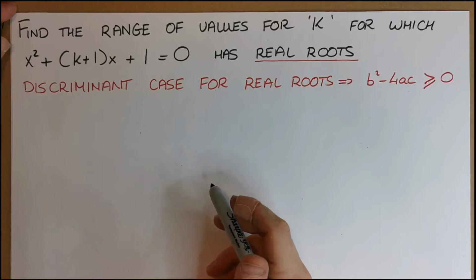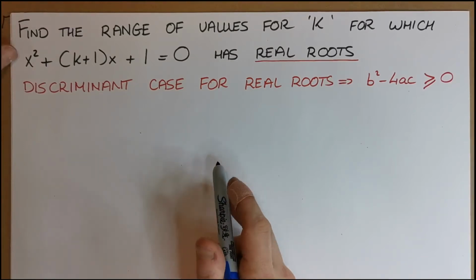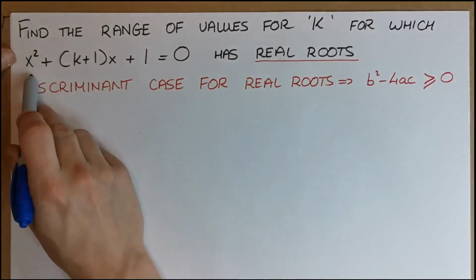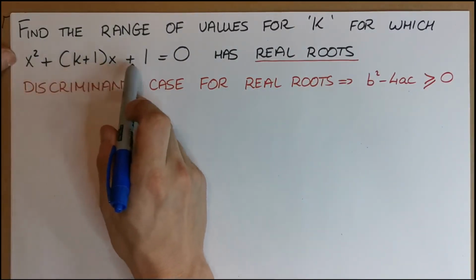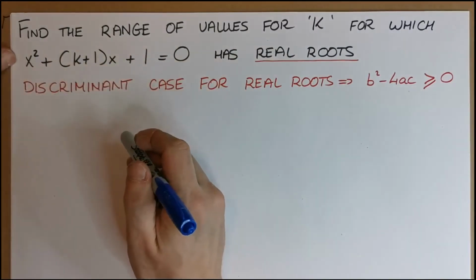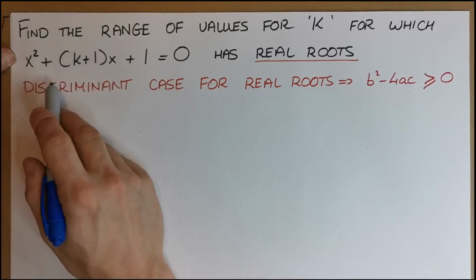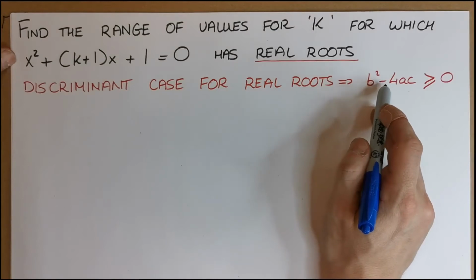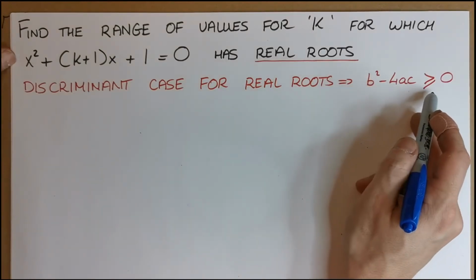So here's a classic exam style question. I've taken it from the book. Find the range of values for k for which x squared plus (k plus 1)x plus 1 has real roots. So we know a quadratic equation has real roots, in this discriminant case, as long as b squared minus 4ac is greater than or equal to 0.